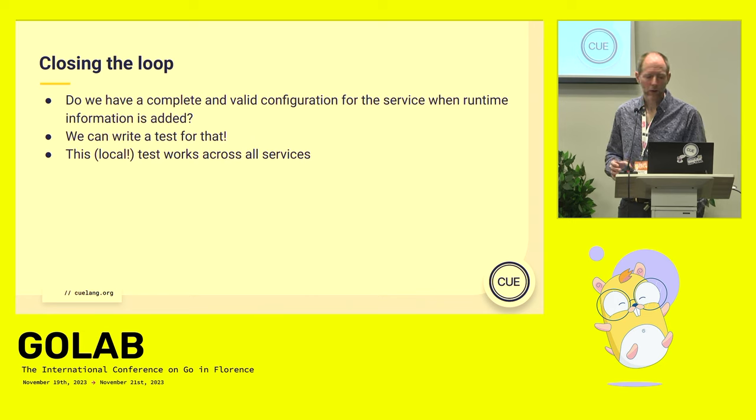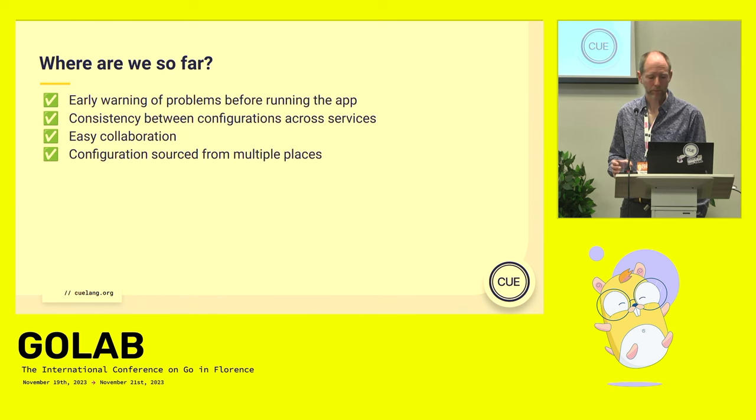At this point, we can write a test that can check that, given the runtime information we're going to deploy with, our services configuration is complete and consistent. This closes the loop. It gives us confidence that all our configuration is self-consistent, consistent with the actual Go code being deployed, and consistent with values that will be provided later at runtime.